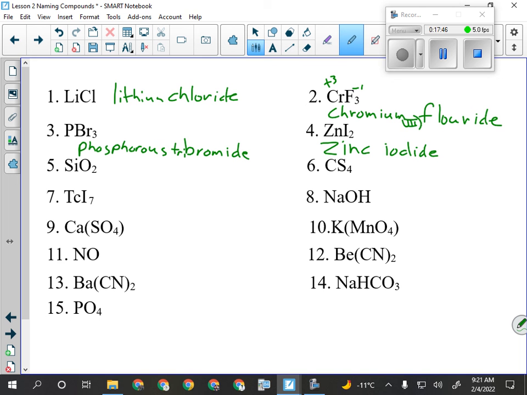All right, I'll give you a couple more minutes here. How many people are done up to number 8 already? Oh, okay, well, let's go up to number 8 then. Number 5, silicon and oxygen, both non-metals, so this is molecular. So we apply the molecular naming rules. There's only 1 silicon, so I don't put a prefix on it, but there are 2 oxygens.